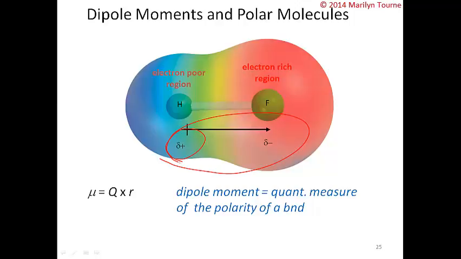So let's say we wanted to actually measure polarity of a bond, we would use this dipole moment equation, this right here, which says that mu is equal to the product of the charge Q and the distance between the charges R. Note that mu is always going to be positive. The polarity of a bond will always be positive. But the take-home message here is that the dipole moment is basically a quantitative measure of the polarity of the bond.